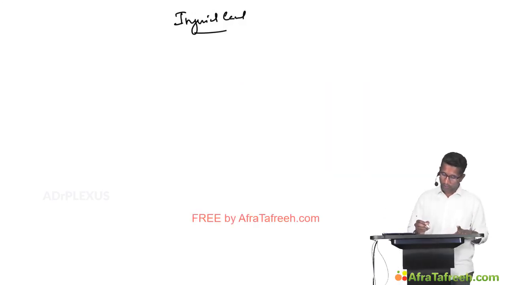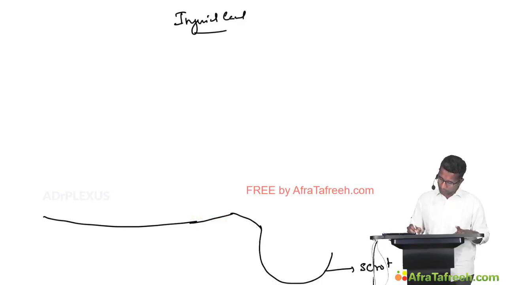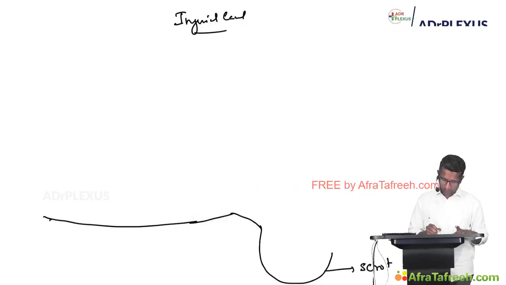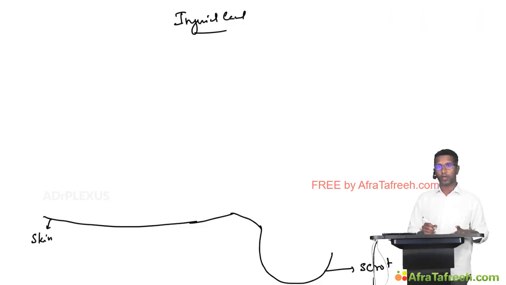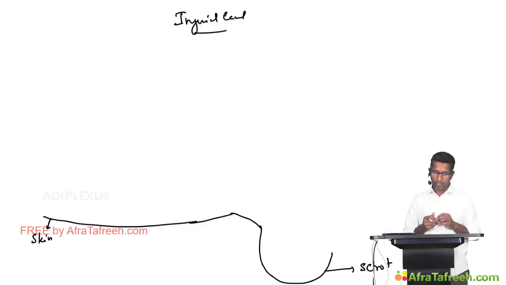When I make a cross section, the first layer you see will be the skin. The skin of the anterior abdominal wall will be continuous with the skin of the scrotal region. So this is the scrotum, and this is the skin of the anterior abdominal wall. Deep to the skin you have the superficial fascia, the superficial fatty layer and the deep membranous layer of Scarpa.